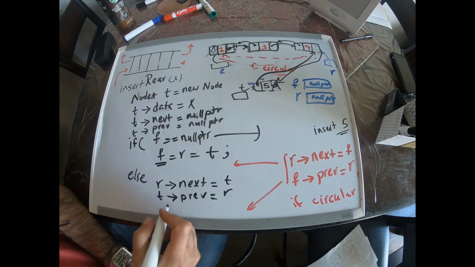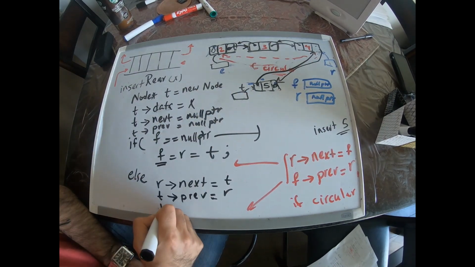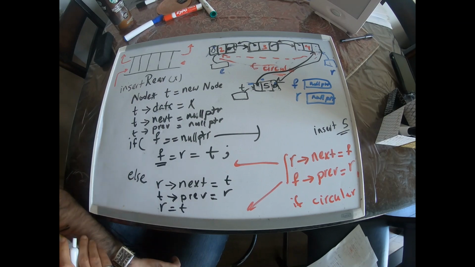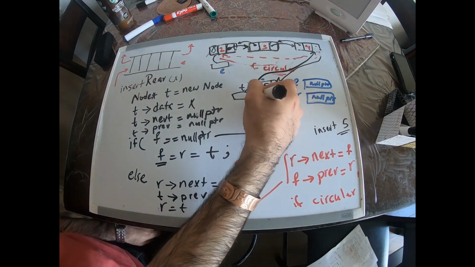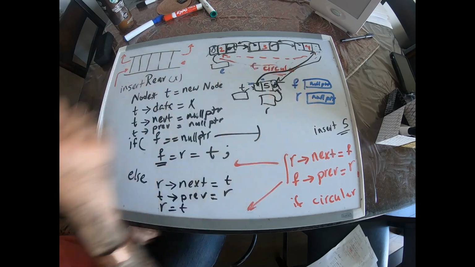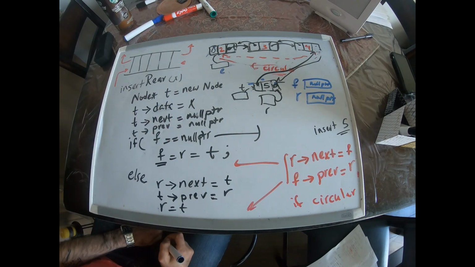We just have to make sure that we say that R is equal to temp. Right? So now this is not going to be the rear of the linked list. Rear is going to be pointing here. Okay.